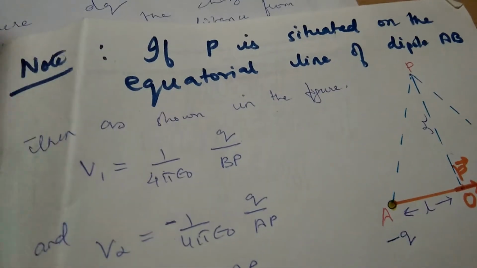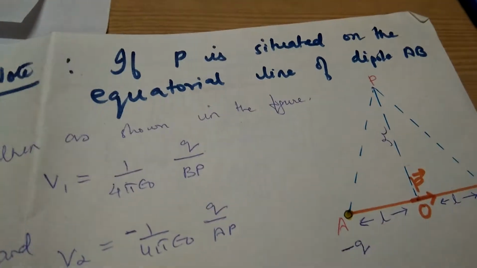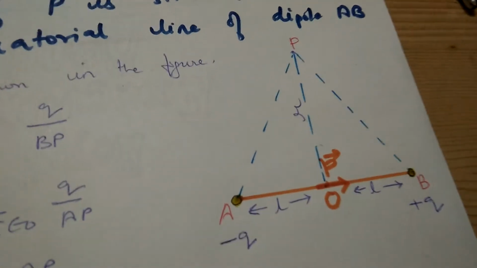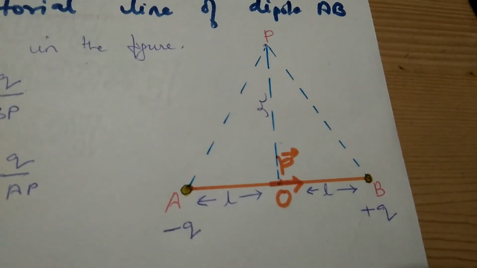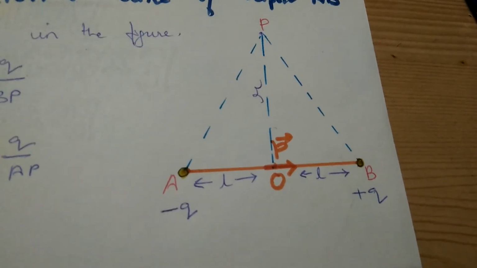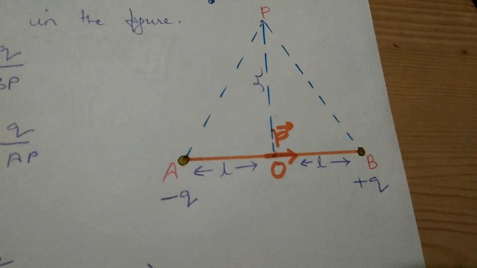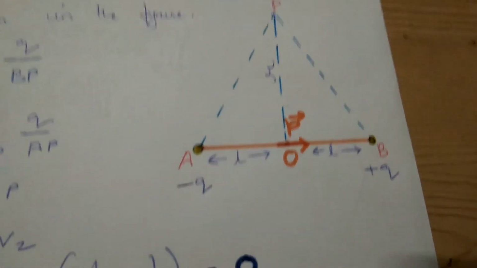What about the broadside-on position? This time it's a very simple derivation. If P is situated on the equatorial line of the dipole AB, you can see P is on top, at the apex of the triangle. So we have the triangle APB now. The rest of the things are similar: plus Q, minus Q, distance of 2L, midpoint O, dipole moment p.